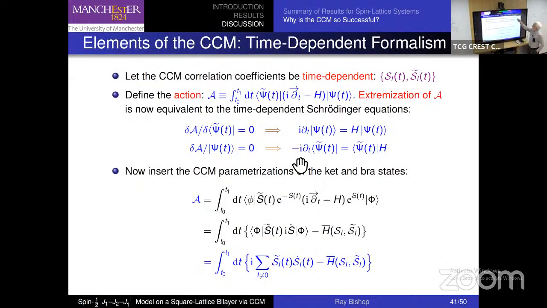So you let these coefficients now become time dependent. The parameterization stays exactly the same. Now, what you know from Mr. Dirac is that the thing that plays the role to extremize for the stationary case, where it's the expectation value of the Hamiltonian, is now the action. And here's the action. It's just sandwiched between psi and psi tilde. It's i d by dt minus H.